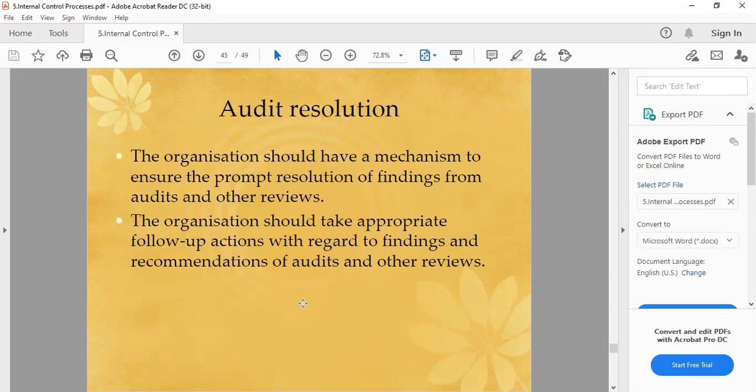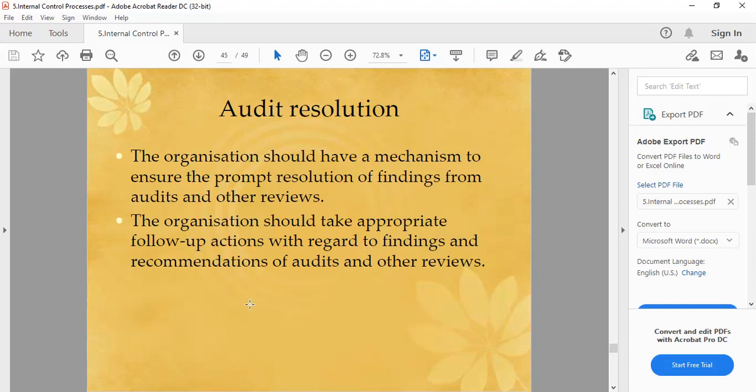Then the resolution should also be there, in such as the organization should have a mechanism, a way, a system to ensure the prompt resolution of findings from audits and other reviews. So if there are findings, suggestions and recommendations, alternative courses of action, there should be a way that our client would be committing itself to really resolve the issues or problems, because normally our audits are there because there are certain problems spotted along the way, or why problems have occurred because of certain issues that we will be able to uncover in our operational audits.